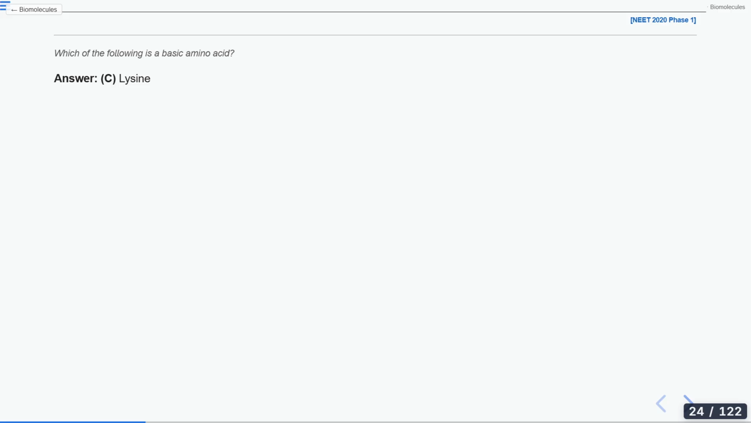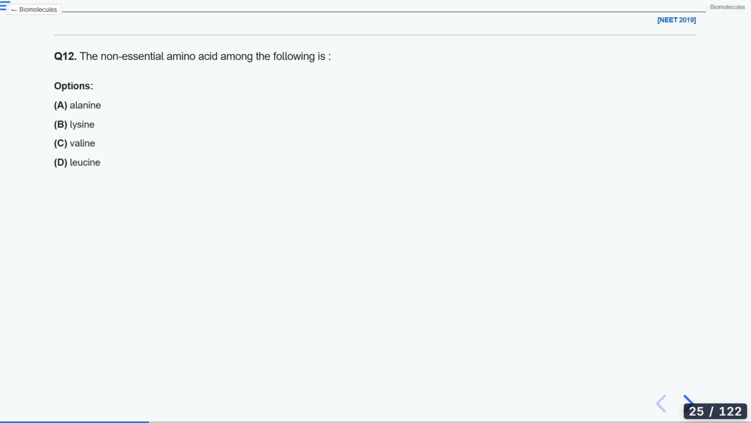It's very simple to remember. For the basic amino acids, you can remember the word HAL: histidine, arginine and lysine. Basic amino acids have a greater number of NH2 groups, whereas acidic amino acids have a greater number of COOH groups.